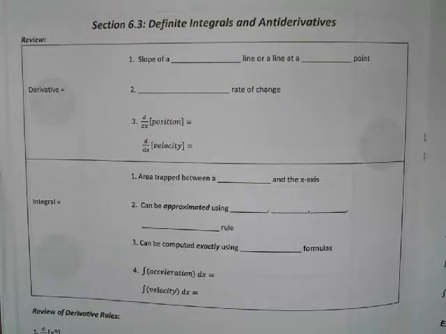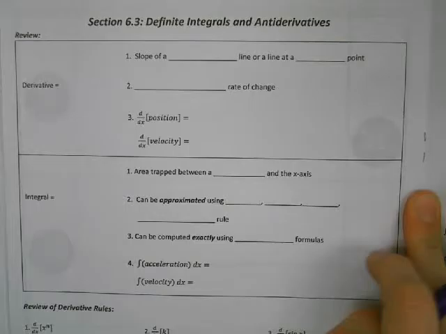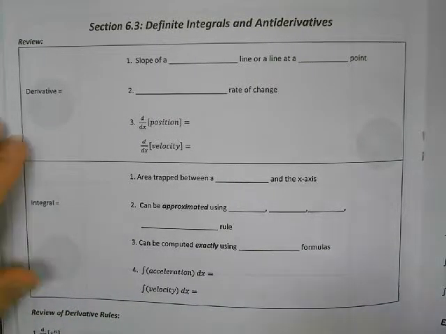And so far we've had a couple methods. We used rectangles and trapezoids to approximate that area, and then for some specific curves we were able to use geometry formulas. But today we're going to learn how to find the value of an integral exactly using what we call antiderivatives. So, for a quick review, hopefully we can call this up really easily.